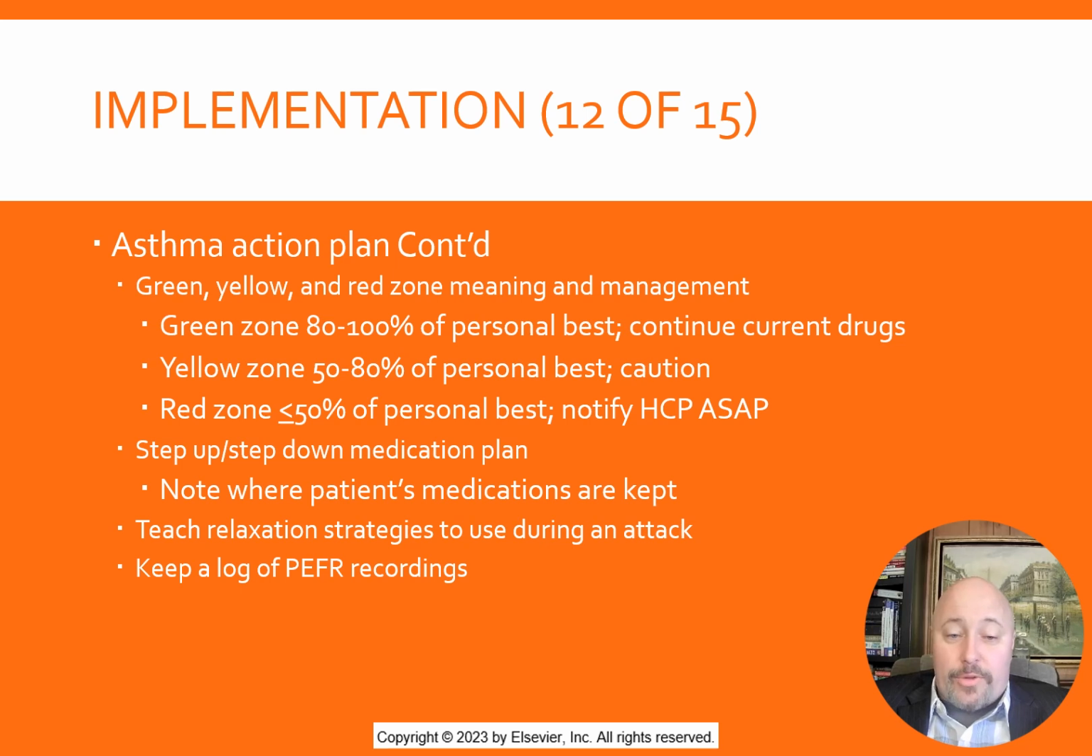For the green zone, that is 80 to 100% of their personal best, and continue the current drugs. For the yellow zone, that's 50 to 80% of their personal best, and we need to start looking at them closely, using caution. And within the red zone, that's less than 50% of their personal best. Notify the healthcare provider ASAP. Include a step up and down medication plan, and note where the patient's medications are kept.